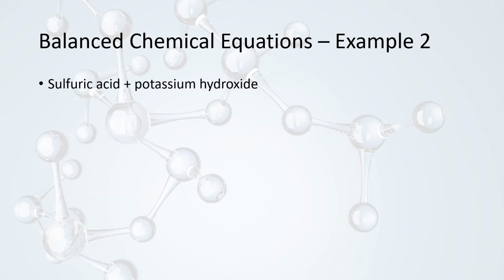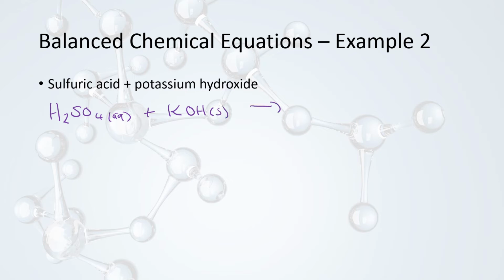Let's try a second example. Sulfuric acid with potassium hydroxide. Now sulfuric acid is H2SO4, remember, which is aqueous. Now potassium hydroxide is an ionic compound. They haven't told us it's in solution, so that means it is a solid.